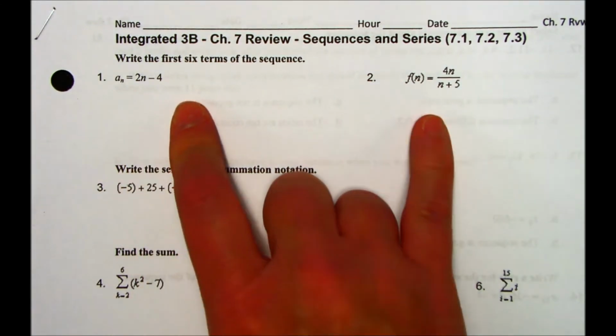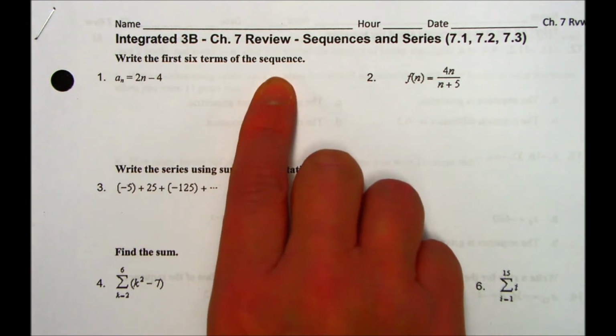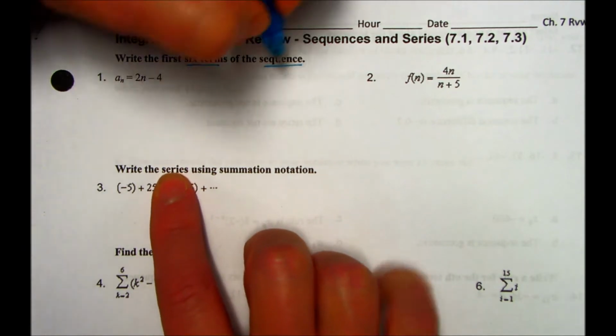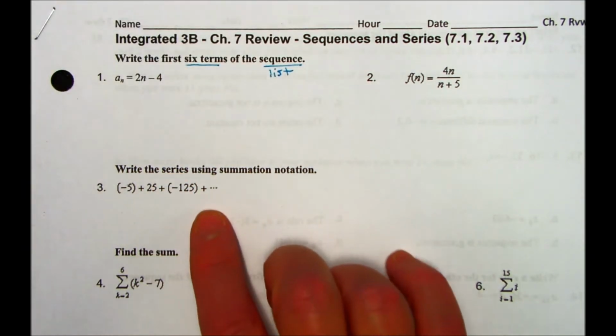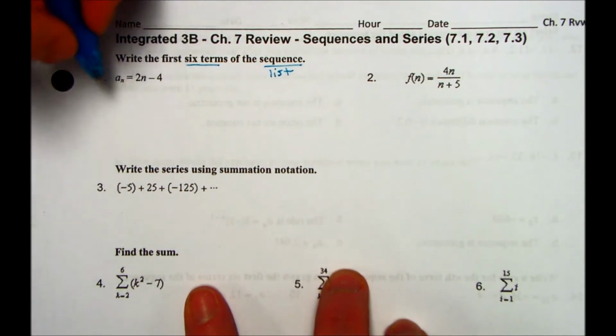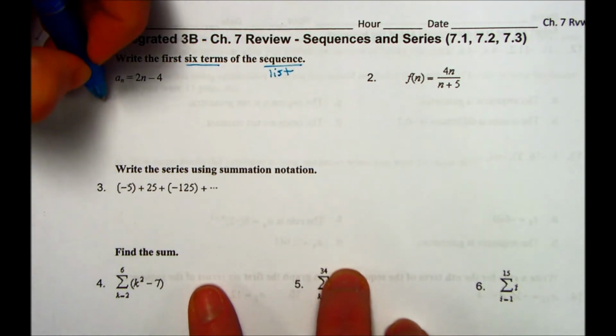The first two questions are asking us to write the first 6 terms of the sequence. If you're being asked to write the first 6 terms of the sequence, remember a sequence is a list. You are not going to be adding these up or anything. You're basically asked to find what a sub 1 is, what a sub 2 is. So what I've done in the past is just made a table.